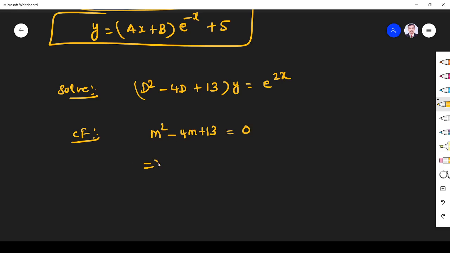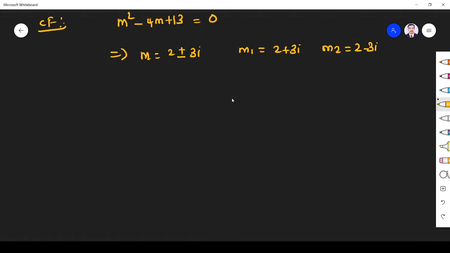If you simplify, what is the root we will get? We will get m is equal to 2 plus or minus 3i. So two roots: m1 is equal to 2 plus 3i, m2 is equal to 2 minus 3i. Fine. So if the roots are imaginary complex numbers, what is the complementary function?